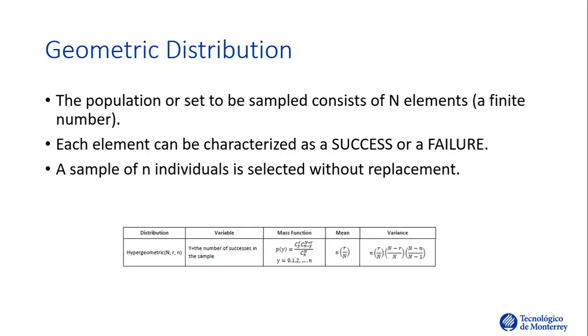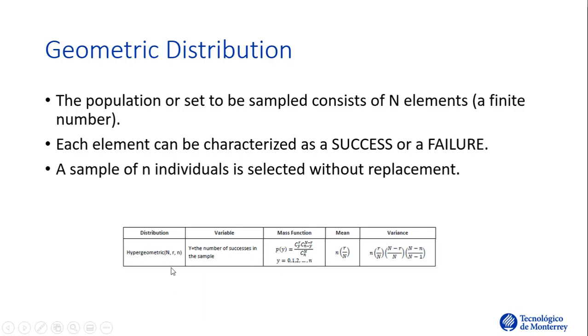The last kind of distribution is the hypergeometric distribution. In this one, the population or set to be sampled consists of N elements. In other words, it is a finite number. This kind of exercise can be referred to as counting exercises, just like the ones with cards, because a card deck is nothing but a finite number of cards. Each element can be characterized as a success or a failure. In other words, each element is going to be an element of a Bernoulli experiment, and a sample of n individuals is going to be selected without replacement.